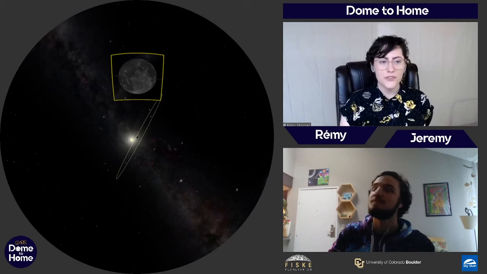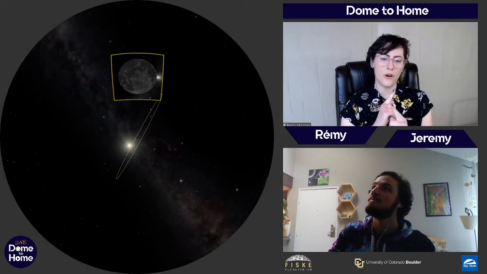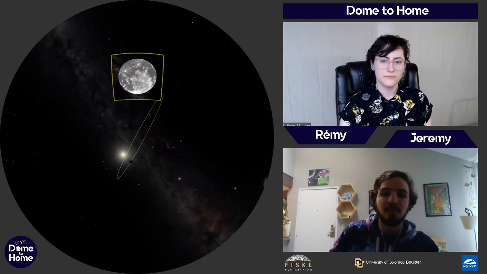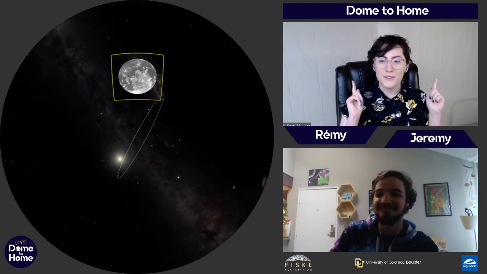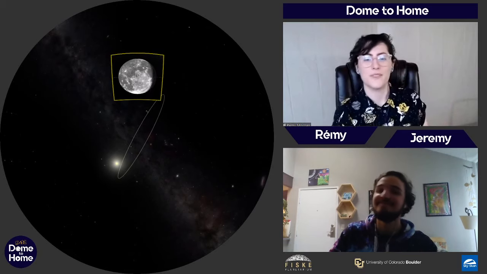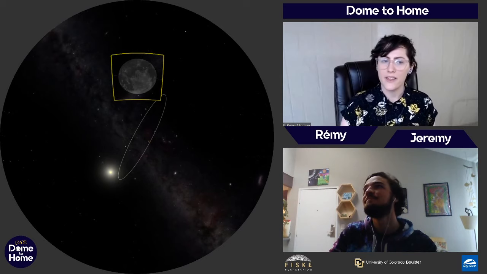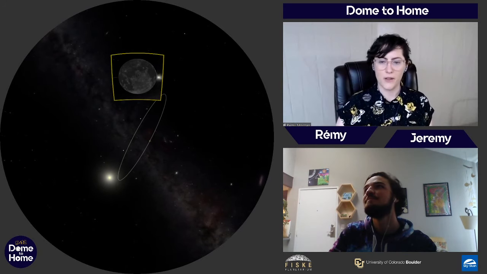So how long do you think it takes for the moon to go all the way around the Earth? Maybe a month? That's right, Jeremy, a month. So it takes an entire month for the moon to go around, and that's why that lunar cycle is a month long.